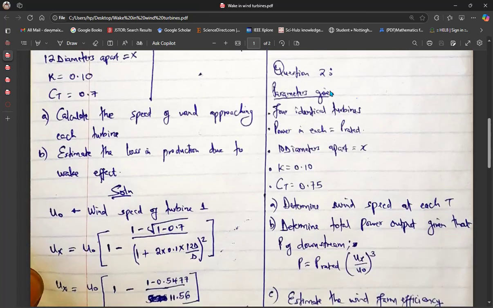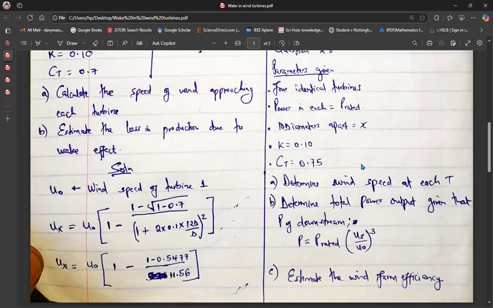So we have question 2 here. We have the parameters given. So we know the turbines are 4 and they are identical. And then the power in each is P rated. And then we have our X being 10D, which is 10 diameters apart. And then our K is given as 0.1 and the thrust coefficient is given as 0.75. So let's start determining the wind speed at each turbine.